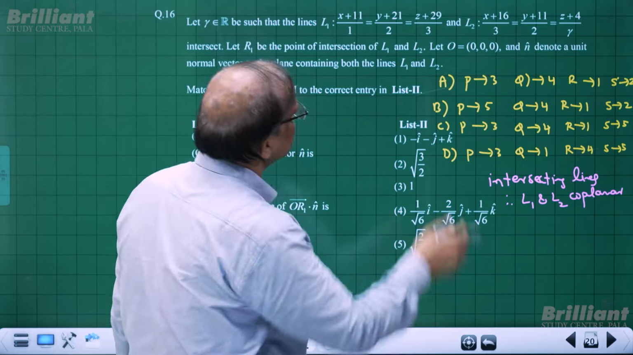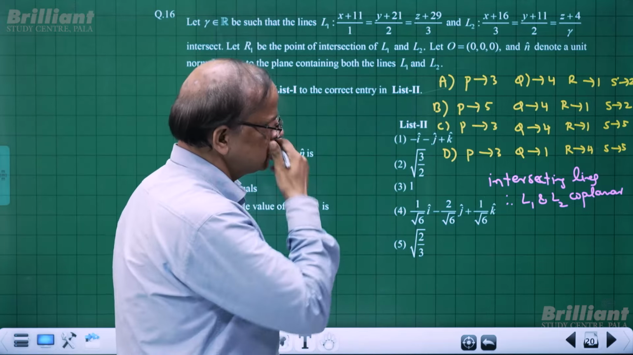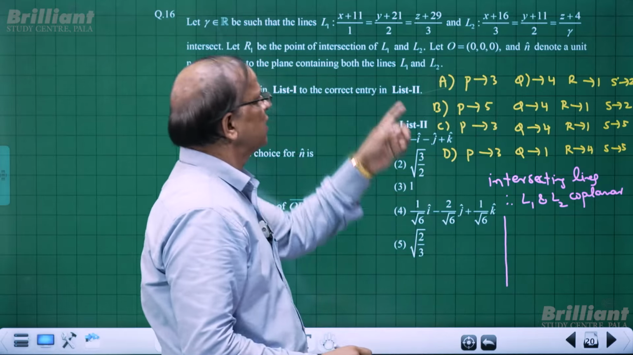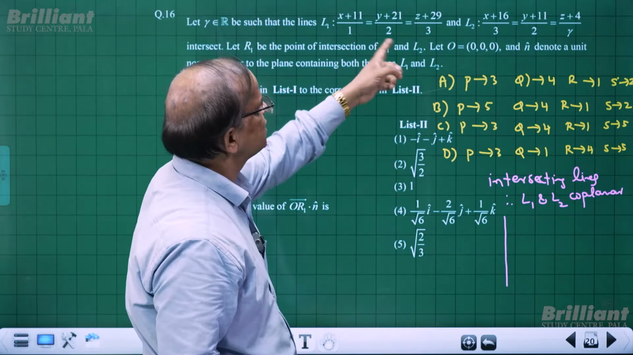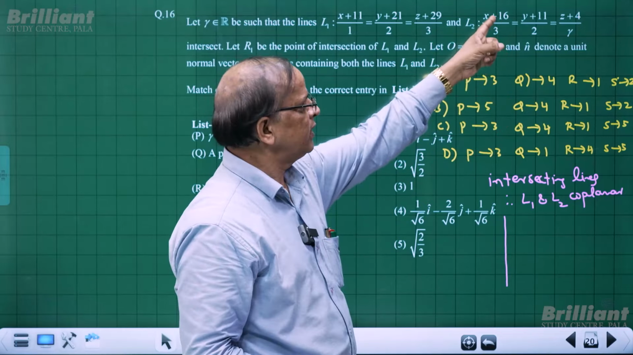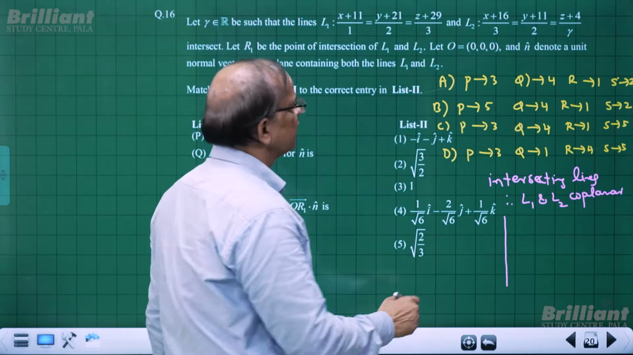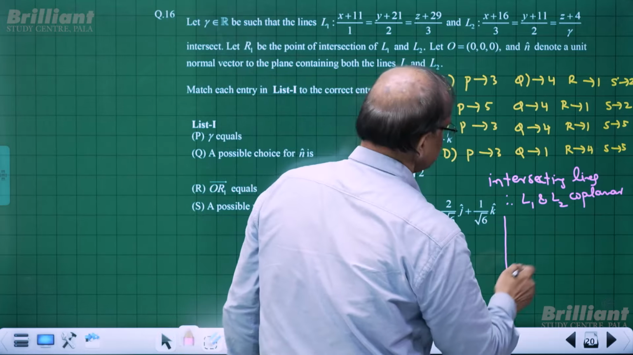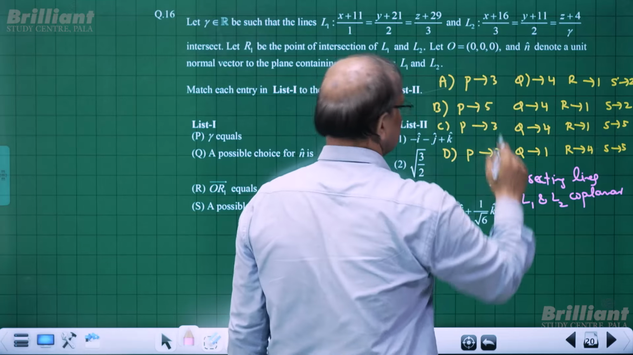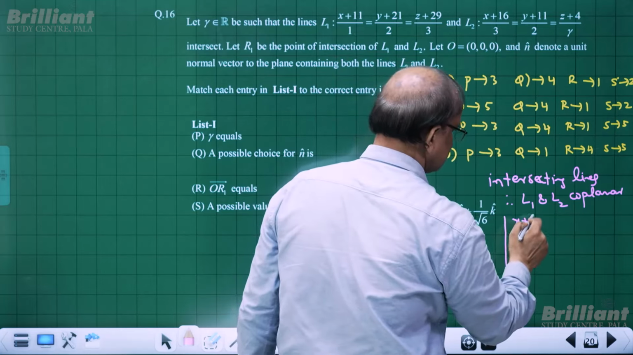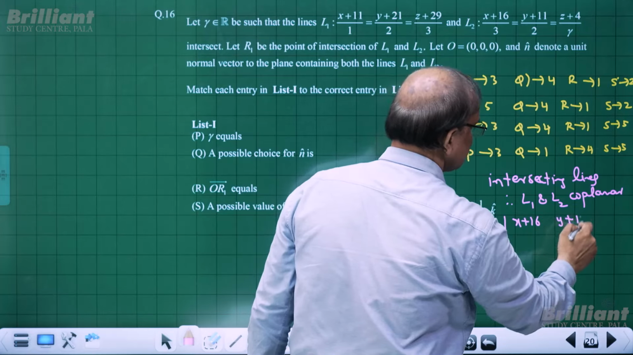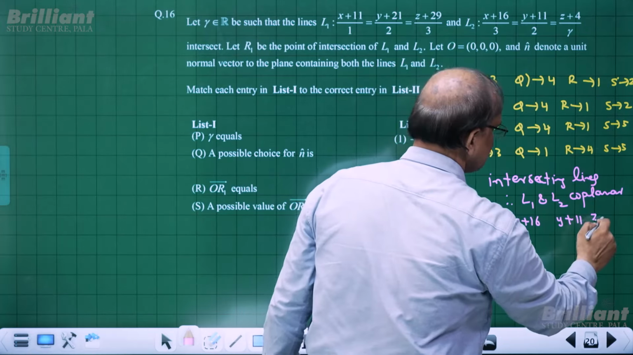So these two lines are coplanar. So the determinant formed by this and this is 0, in which we substitute the point of this. That is x plus 11, or you can write x plus 16, and y plus 11 and z plus 4.